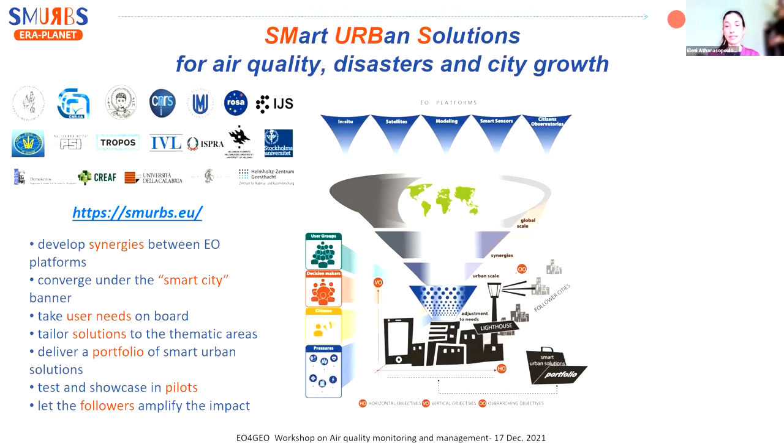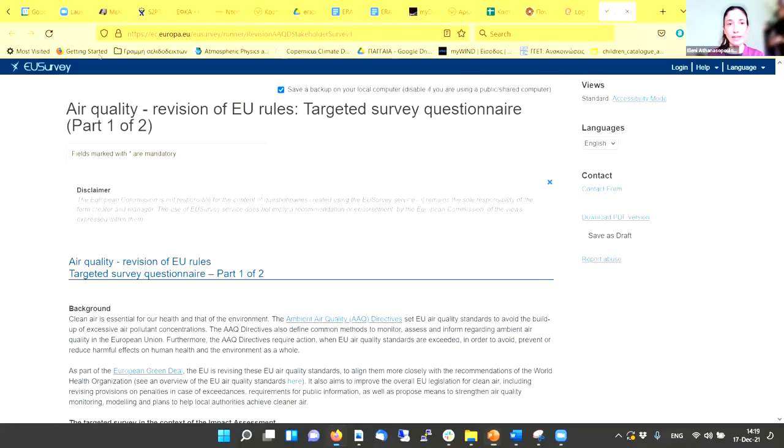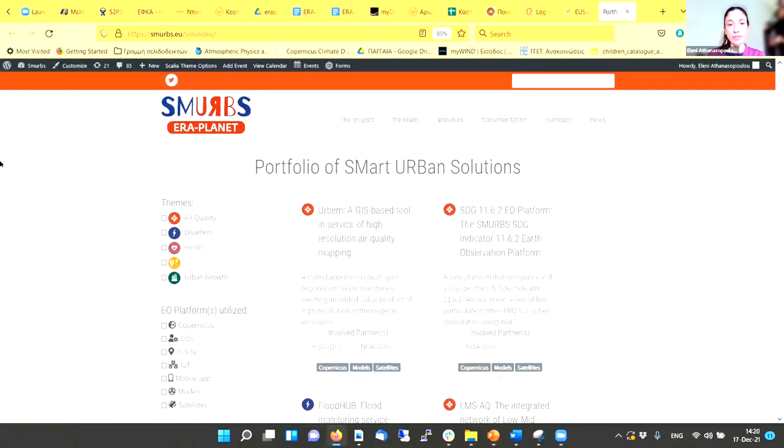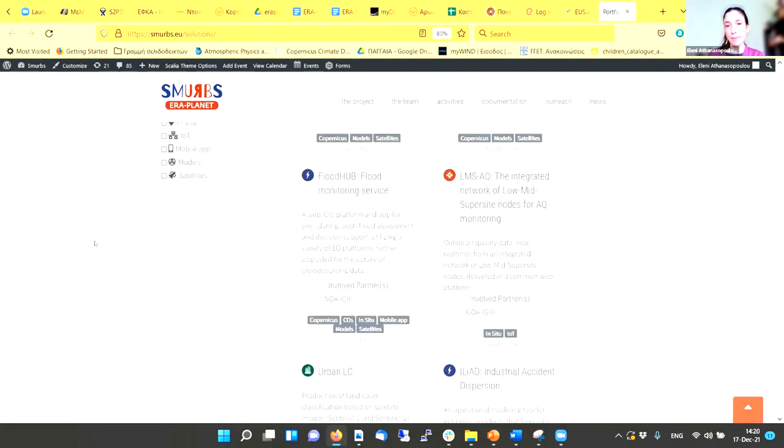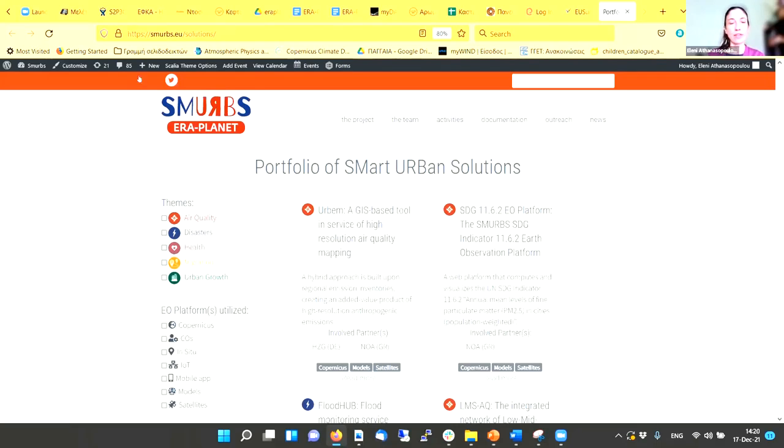These solutions are gathered in a portfolio that I will show you here online. It's a dynamic portfolio in the sense that we can sort solutions by themes and by the platforms utilized. You can go through them, they are all on the official SMURBS website. I will focus today on solutions relative to air quality, and solutions utilizing models and Copernicus outputs.